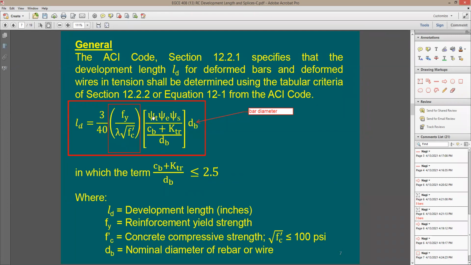The first one is a factor to differentiate between top reinforcing and bottom reinforcing and vertical reinforcing. So if you have top reinforcing, we're going to have a special treatment. If you have bottom and vertical, we're going to have a separate treatment, separate values. Psi sub e is going to be for epoxy coated.